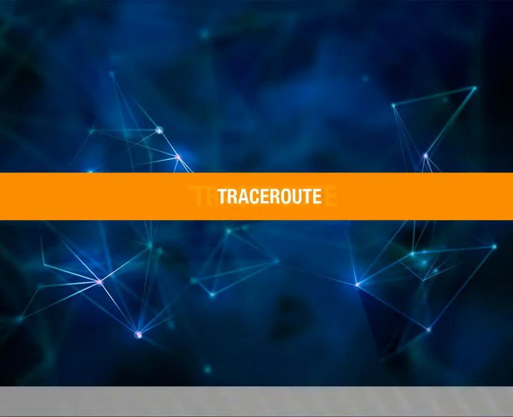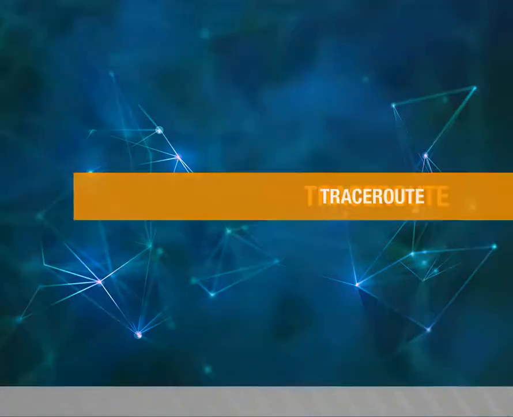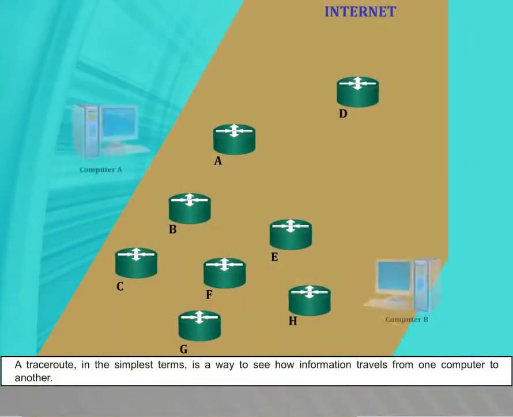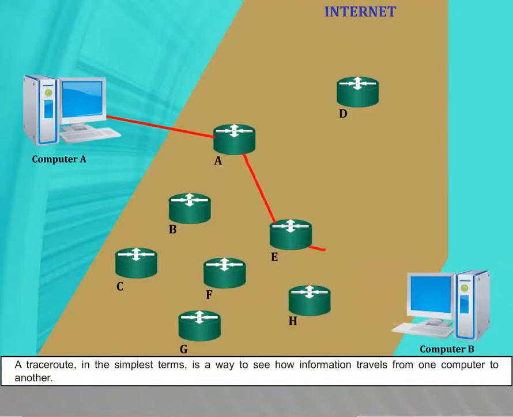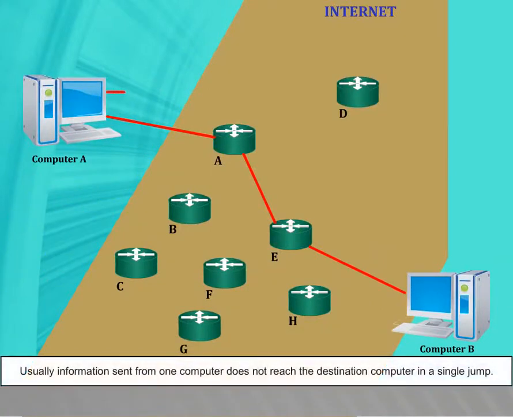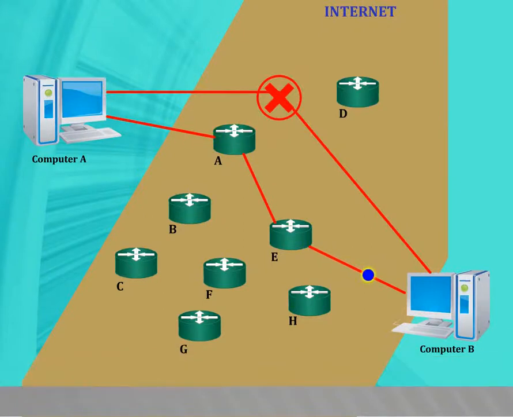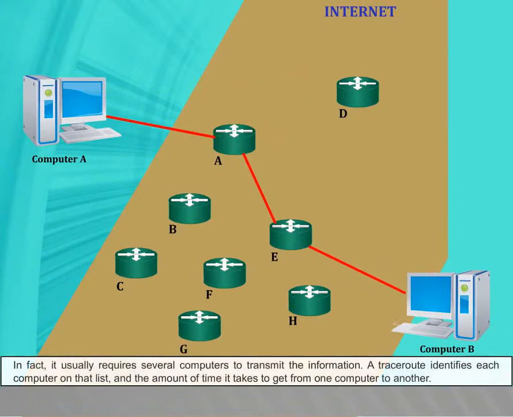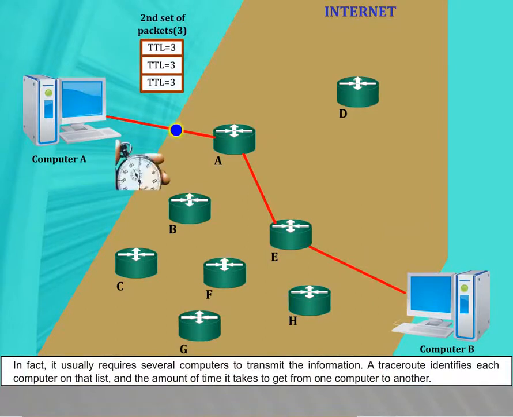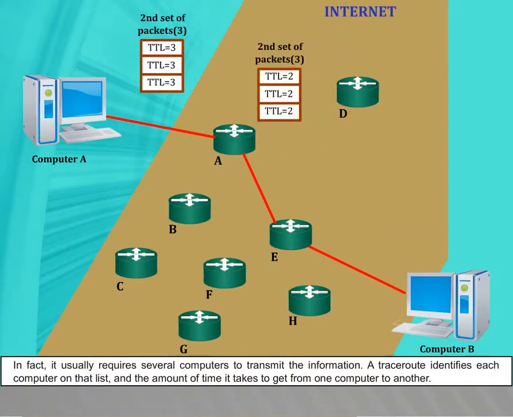Traceroute. In this video, we are going to see about Traceroute. A traceroute, in the simplest terms, is a way to see how information travels from one computer to another. Usually, information sent from one computer does not reach the destination computer in a single jump. In fact, it usually requires several computers to transmit the information.